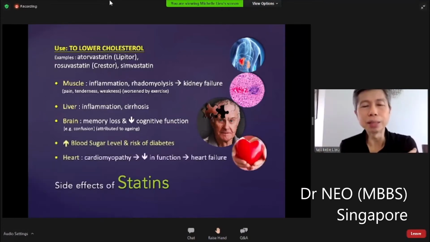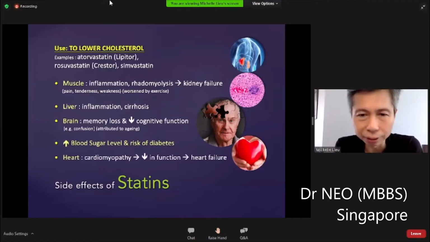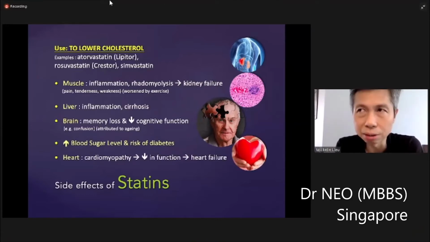Now, statins can increase your blood sugar level and increase the risk of diabetes. The longer you take the statin drug, the more the risk of dysglycemia, or abnormal blood sugar level, and the risk of diabetes increase. In fact, studies have shown that if you take statins for 2 years or more, the risk of dysglycemia and diabetes goes up a lot. So be very careful if you are already a diabetic.